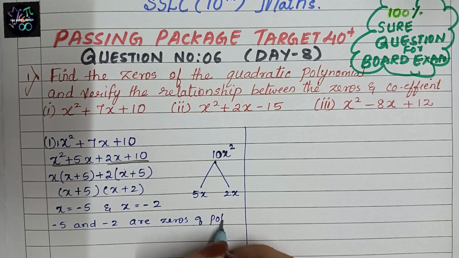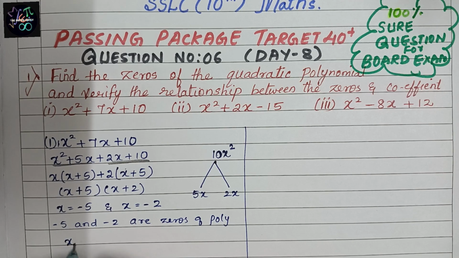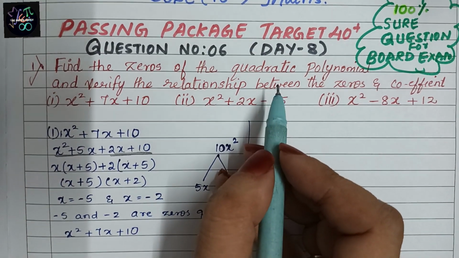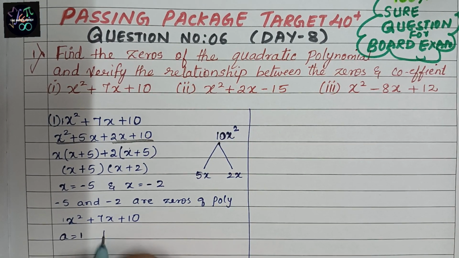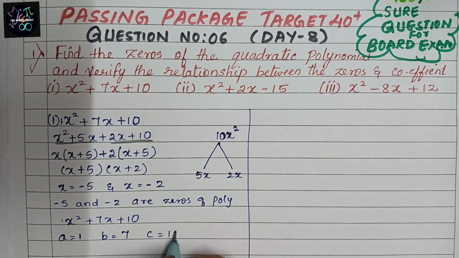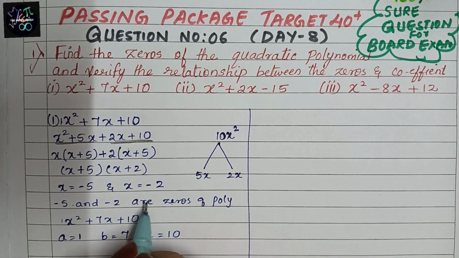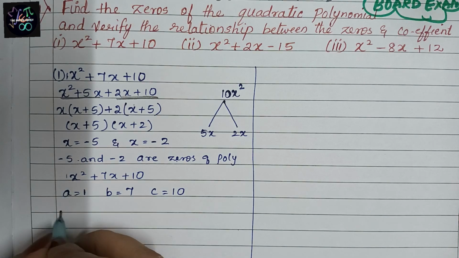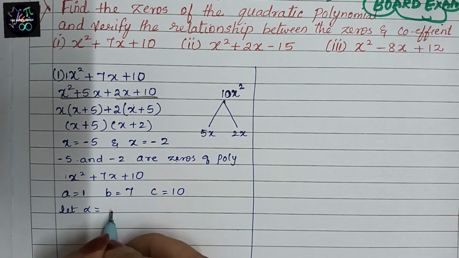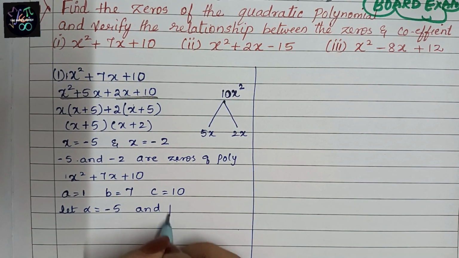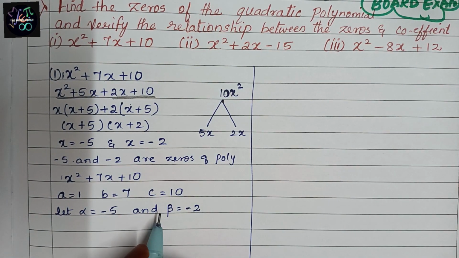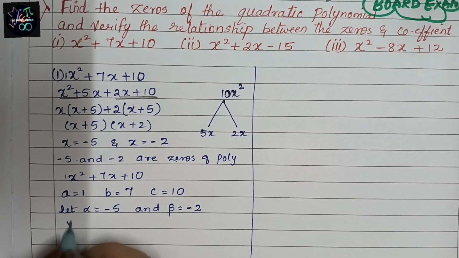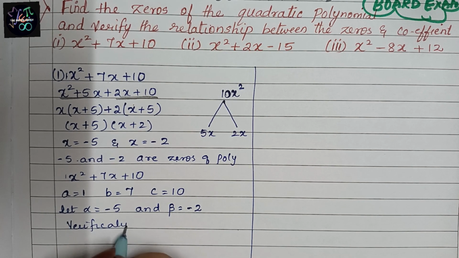So we can write that minus 5 and minus 2 are the zeros of the polynomial x square plus 7x plus 10. Now they have told us to verify the relationship. So let us verify. a is 1, b is 7, and c is 10. Let us take the zeros as alpha and beta. Let alpha be the first zero, that is minus 5, and beta be minus 2. Now let us verify.